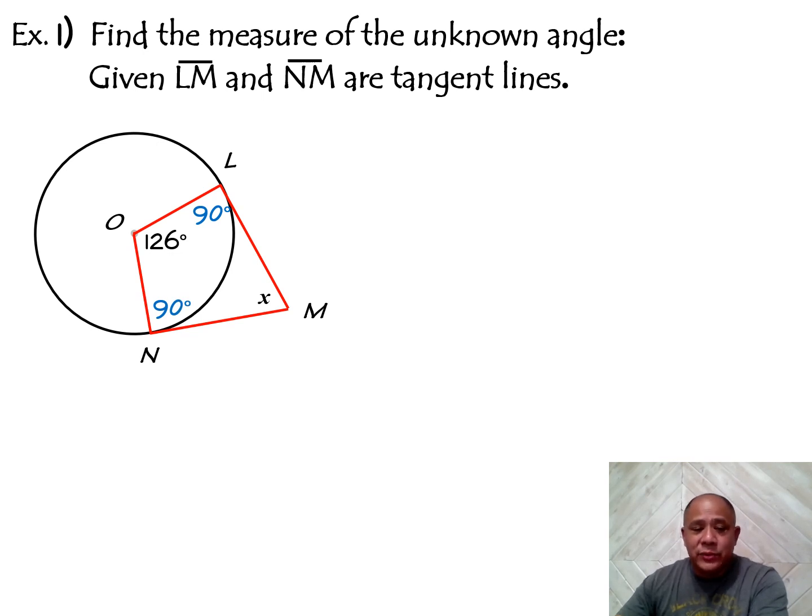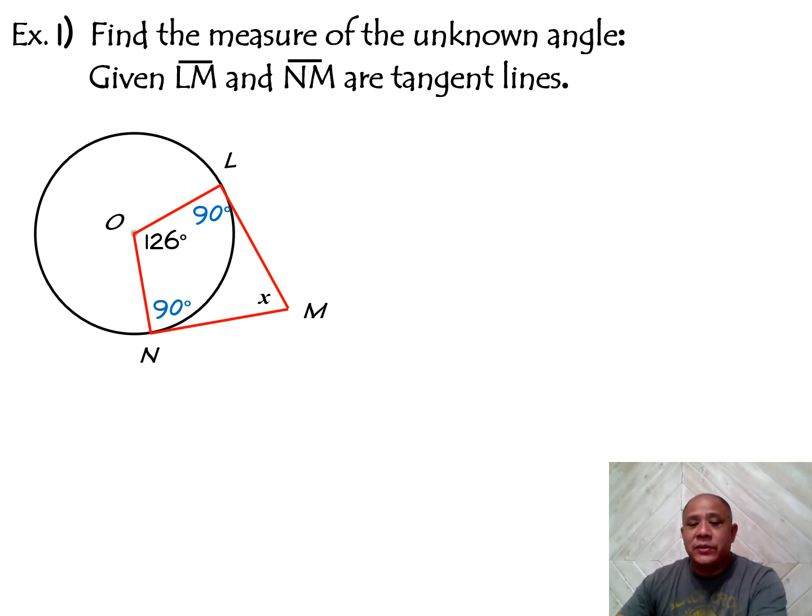Now why do we know that? Because we just learned that tangent lines are 90 degrees. And we're just told that those are tangent lines. Okay. Now, given that tangent lines are 90 degrees, how do we find the measure of angle X? Well, if you guys remember, what is the inside of a quadrilateral? So, if you guys remember from our last studies, the sum of the interior of a quadrilateral is 360 degrees.